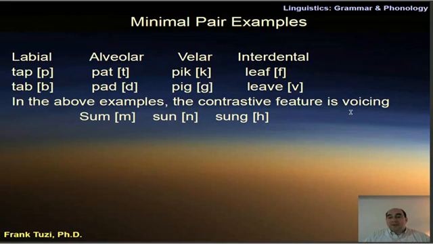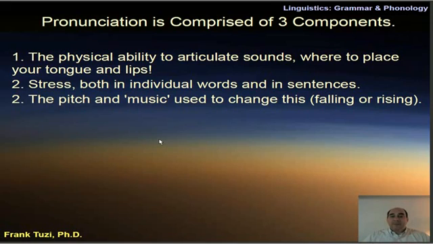In the above examples, the contrastive feature was voicing. So the main difference between those was voiced or non-voiced, right? And the ones below, it's a change in the sound, actually. Some, sun, sung. What we did for the bottom ones is we did a change in location. Some is bilabial. Sun is the alveolar. And then sung is velar. Same beginning things, but we changed the location. We changed the articulation point for all of these.